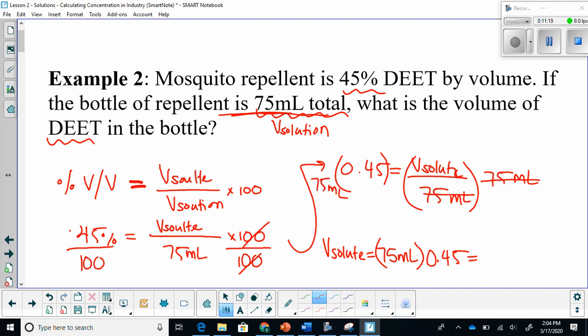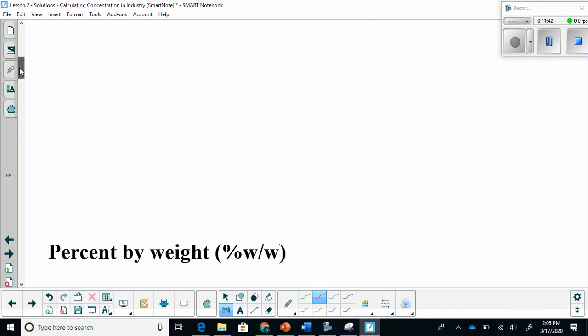Okay, 34 milliliters of DEET. DEET is our solute. Okay, this is what we are looking for. We round to two significant digits because this number is two significant digits and this number is two significant digits, so we will round to two significant digits. Okay, let's do another example.